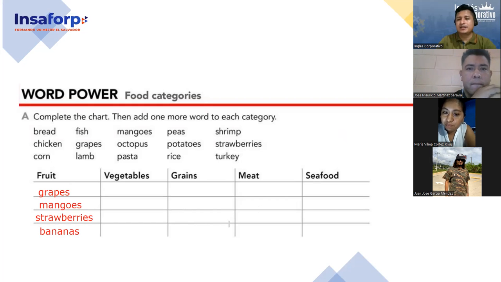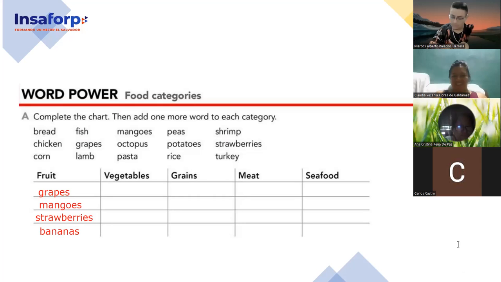What is your favorite fruit, Maria Vilma? My favorite is green grape. Oh, green grapes. That's expensive, right? Yeah, green grapes are expensive. Okay, very good. And what is one fruit that you hate, that you don't like? Melon. Melon. You don't like it. That's all right. Thank you so much for sharing.